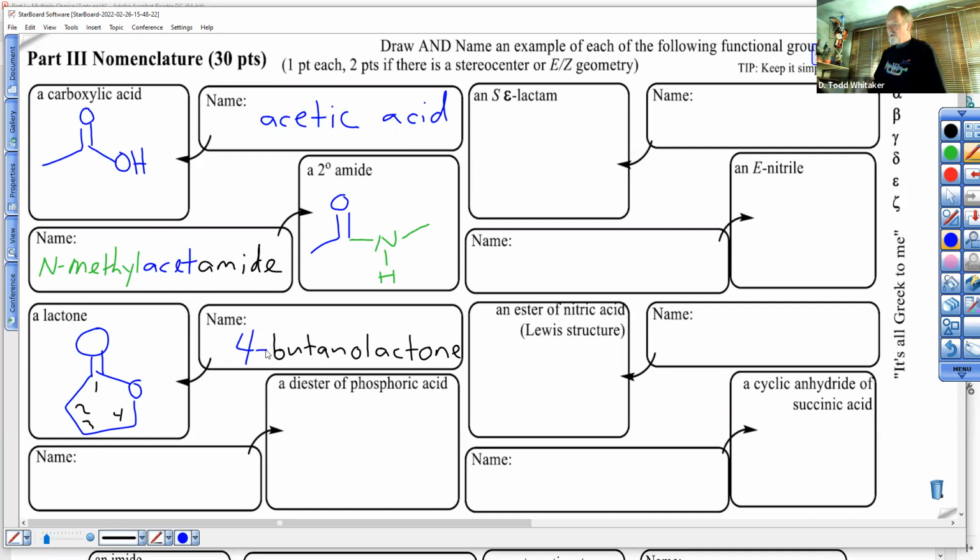If you want to use the Greek letters, it's fine. Remember, alpha is the first away from the carbonyl, beta and gamma. You could replace 4 with gamma. Replace 4 with gamma, and that's red. It's okay. Put that up there so you know.